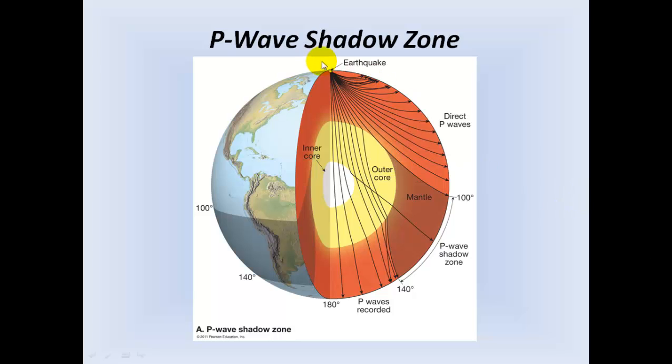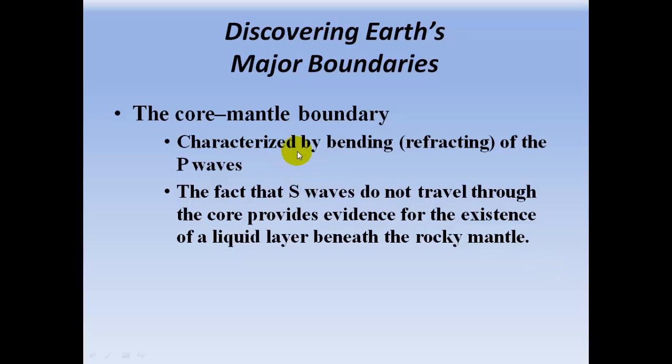So here, let's say an earthquake happens here and P waves are traveling. When they get to about 105 degrees around the earth from the point of the earthquake, they stop, and you don't get any more until you get to about 140. So these two zones are the P wave shadow zones. This comes with the bending and refracting of the P waves.